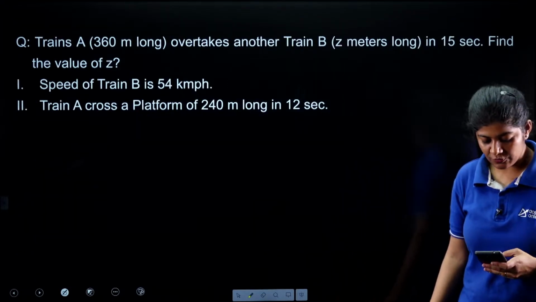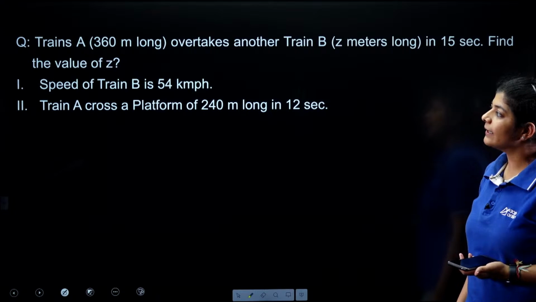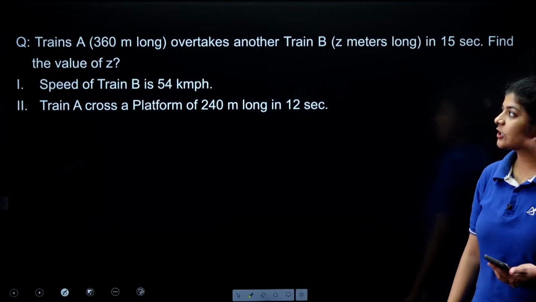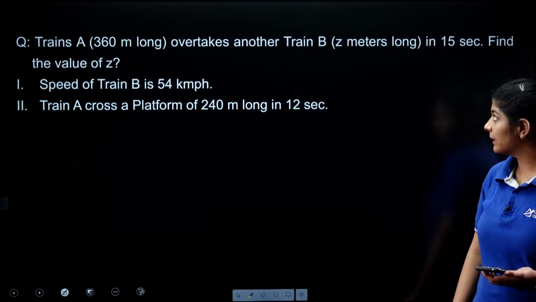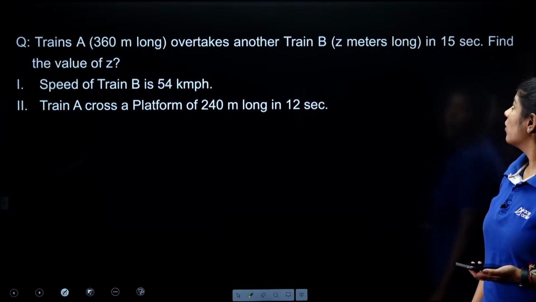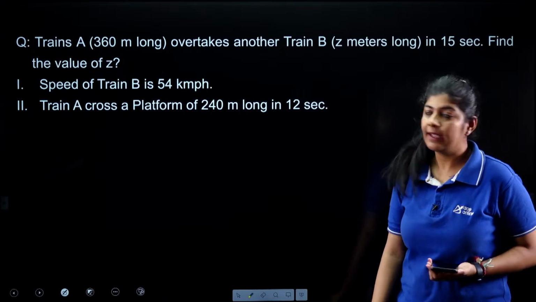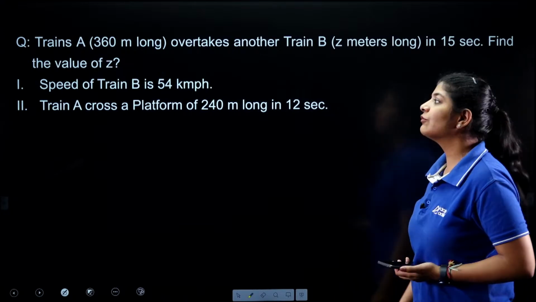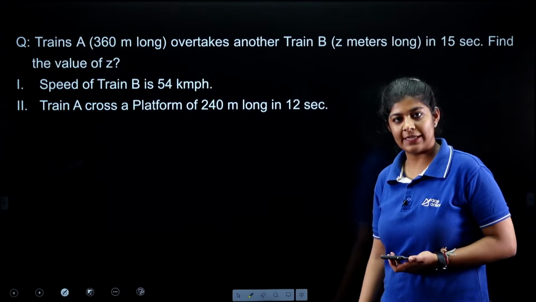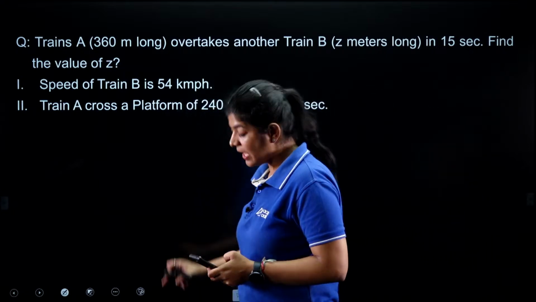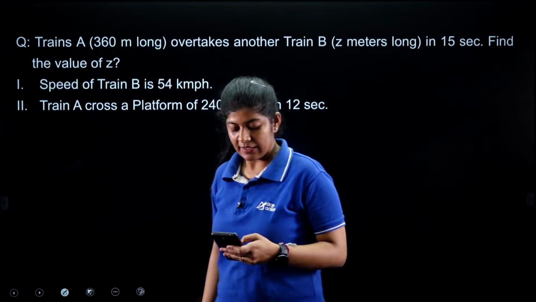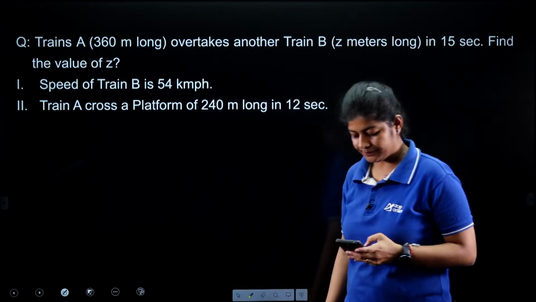So this is our first question. The question says that train A, which is 360 meters long, overtakes another train B, Z meters long, in 15 seconds, right? We have to find out the value of Z, and these are the two statements given for this one.